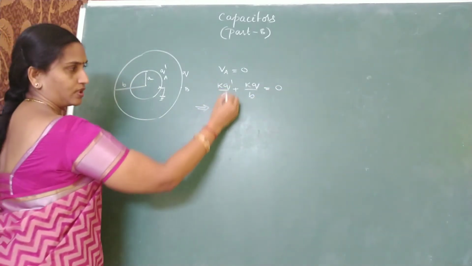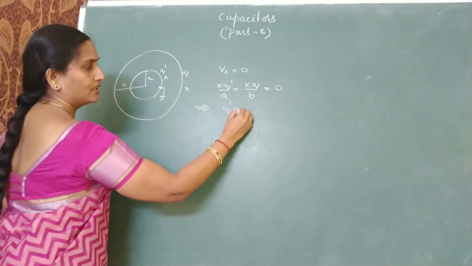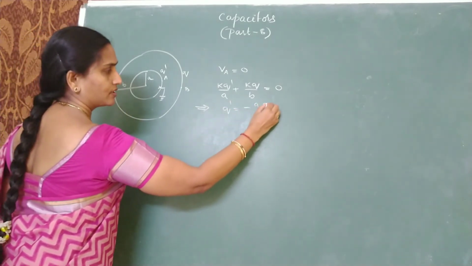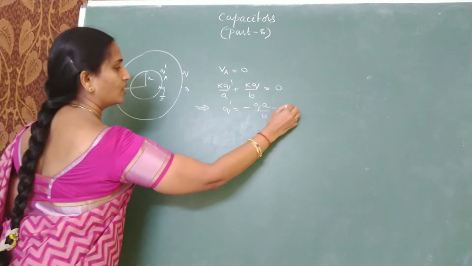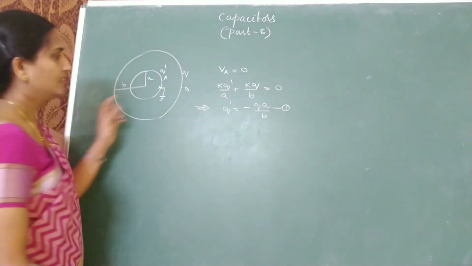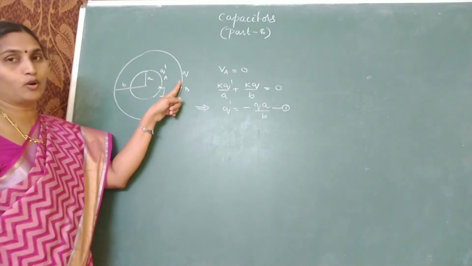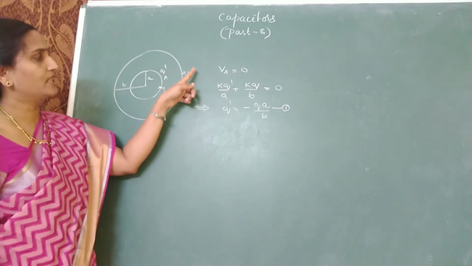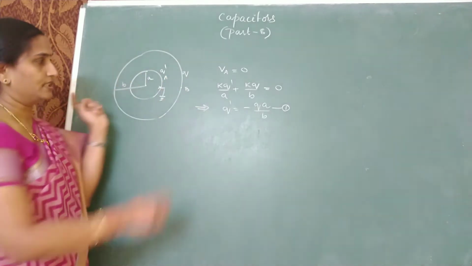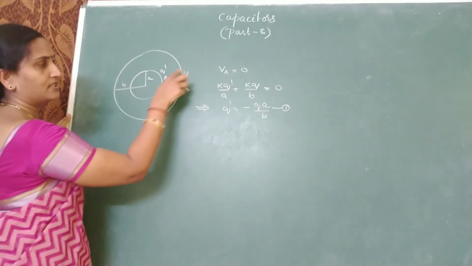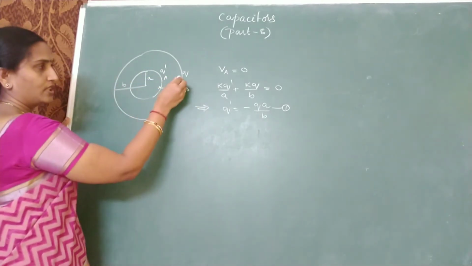This implies, what is your value of Q dash coming out to be? Minus of Q into A divided by B. Call this equation 1. So if this is minus QA by B, you will get equal and opposite charge on the inner side, and plus QA by B on the outer side. I repeat, if this is minus, this will be plus and this will be minus. So there is an electric field.